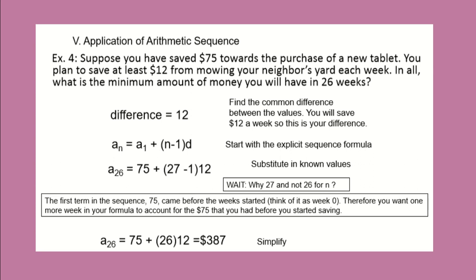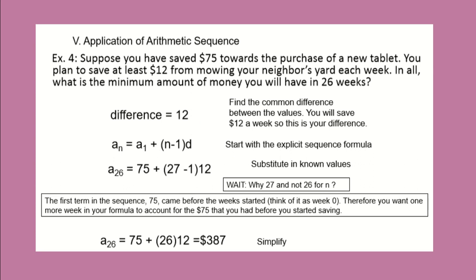So again, we're finding our common difference. And in this case that is our rate, which is $12 each week. So that's what we're going to be adding to our savings. And then what did we start with? We started with saving $75. So that was at week 0, when we had not mowed any lawns yet.